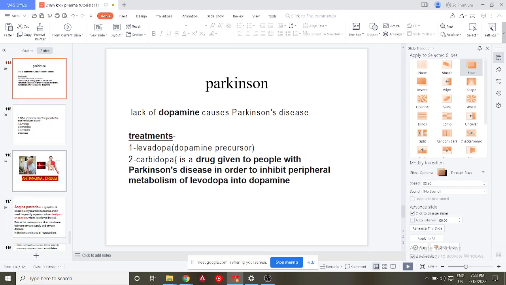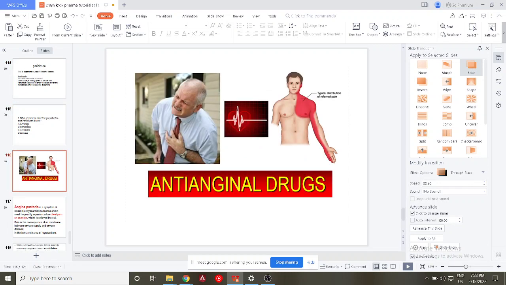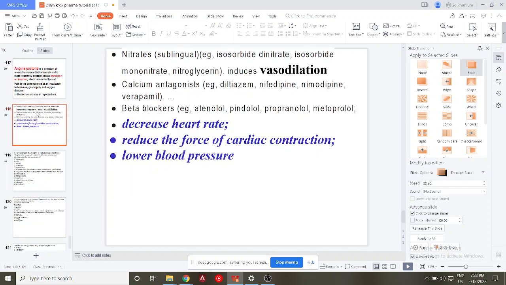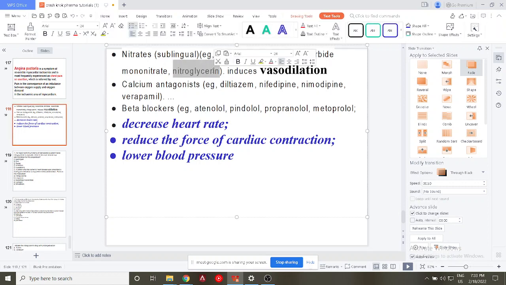Okay, moving on. So we have anti-angina drugs. Earlier we said angina means chest pain. So anti-angina means drugs that are going to stop chest pain. Okay. So now the main drugs for anti-angina is nitrates. So we have sublingual drugs, the nitroglycerin, the isosorbide dinitrates, the isosorbide mononitrates. So they cause vasodilation. Take note of these drugs: isosorbide dinitrate, isosorbide mononitrate, nitroglycerin.